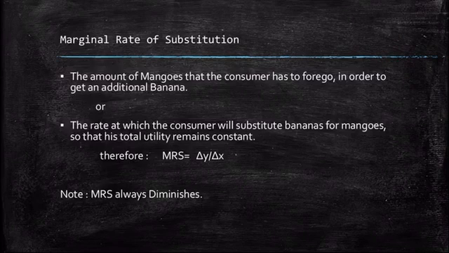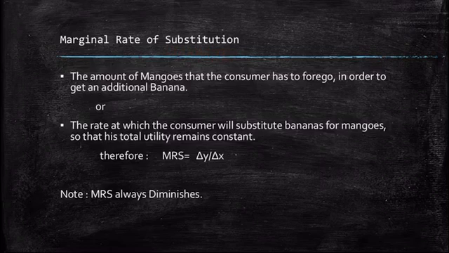What do you mean by marginal rate of substitution? Every time the consumer decides to get an additional unit of banana, the number of units of mangoes he is ready to sacrifice, that rate itself is called the marginal rate of substitution. Or in other words, it is the rate at which the consumer will substitute bananas for mangoes. He was getting 1 extra unit of banana for some units of mangoes.